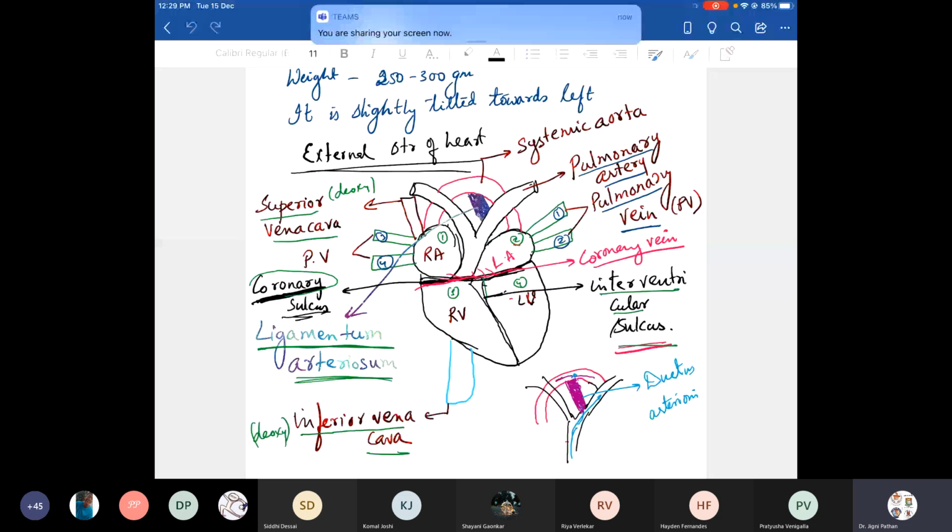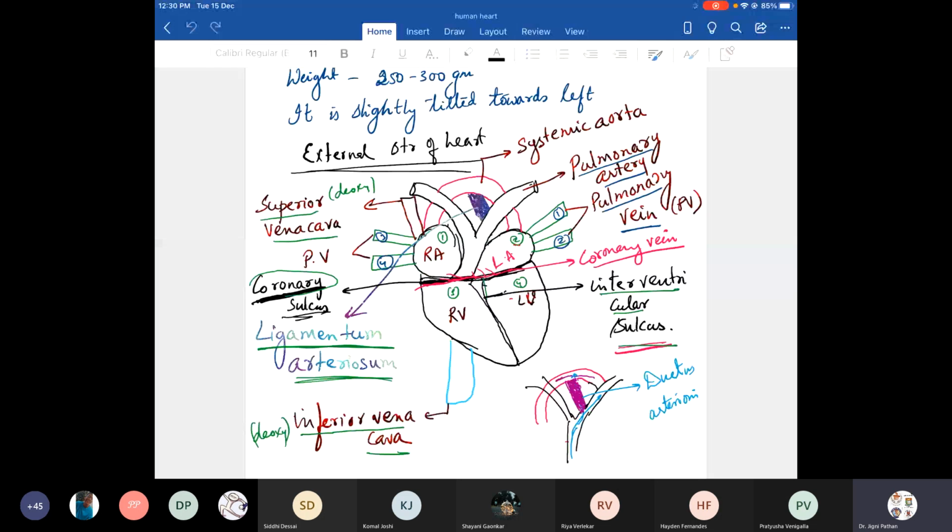Now, the right auricle. Remember, the right side always receives deoxy blood. The left side always receives oxy blood. Okay, I hope you're understanding. Right side deoxy, left side oxy. Clear? Next.